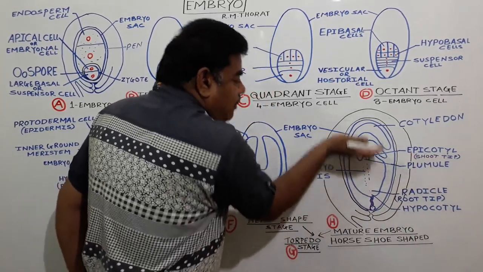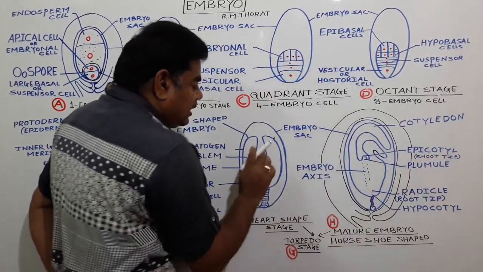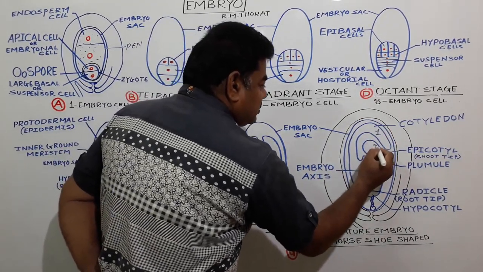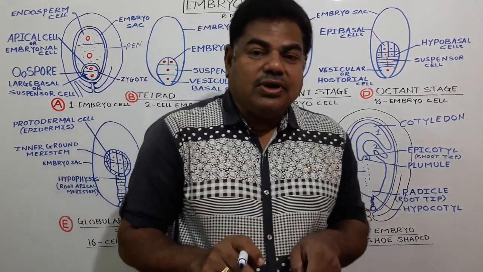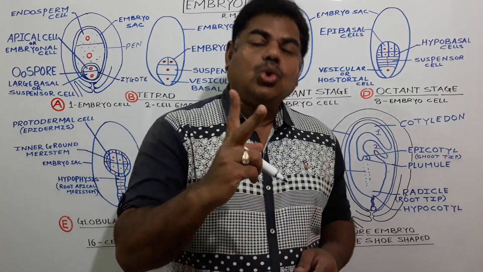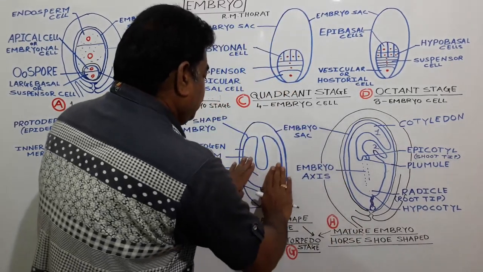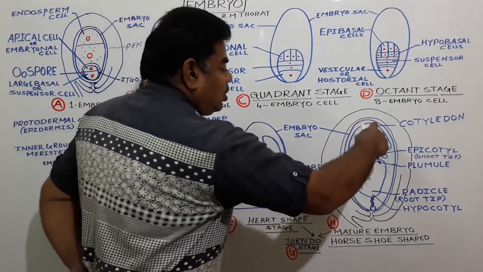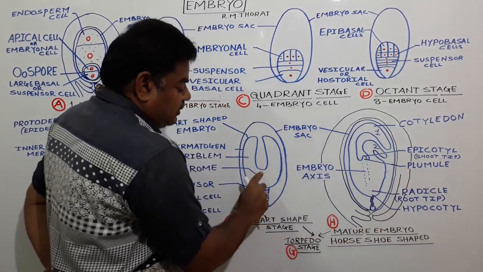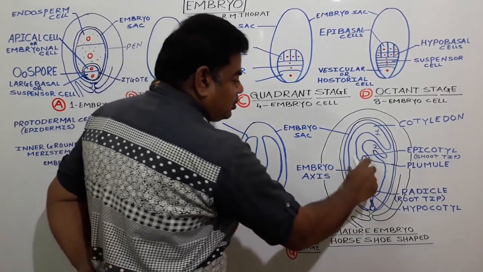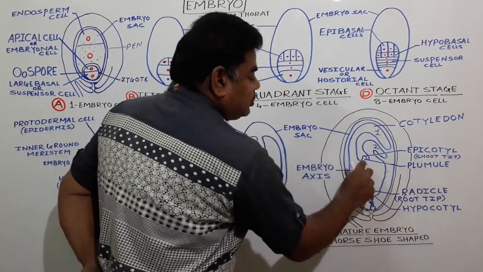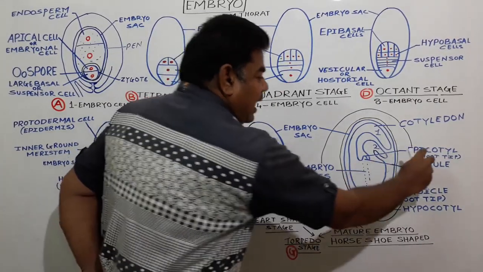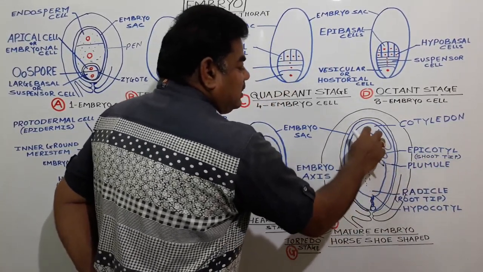Epi means above, cotyl means cotyledon. These two structures get transformed into cotyledons. This is one cotyledon and this is the second cotyledon. In case of a dicot plant, two cotyledons form like this by the torpedo growth process. And when the two cotyledons are completely formed, the meristematic tissue present here transforms into the shoot. We call this the plumule, surrounded by the epicotyl. Epi means above, and cotyl means cotyledon. These are the cotyledons.